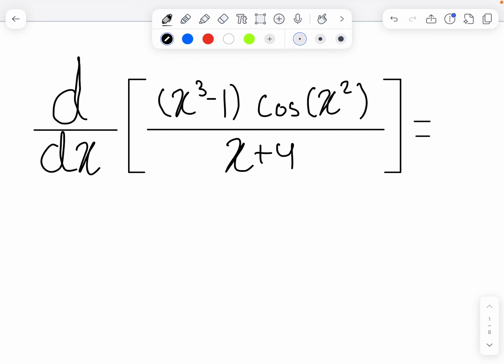In this video, we are going to be doing derivatives on a challenge problem. So this is the challenge problem. What is the derivative of x cubed minus 1 times cos of x squared, all over x plus 4? So this might seem really easy, but it's actually really hard. It took me a long time to solve it. So pause the video and find out for yourself how you would solve it.